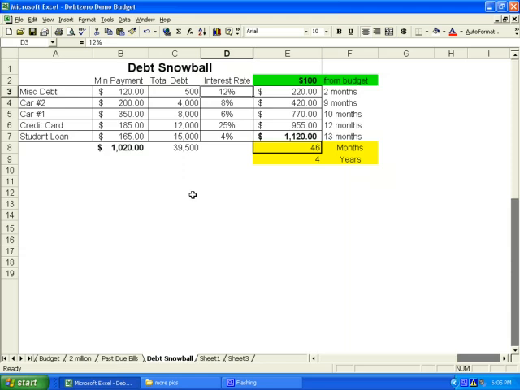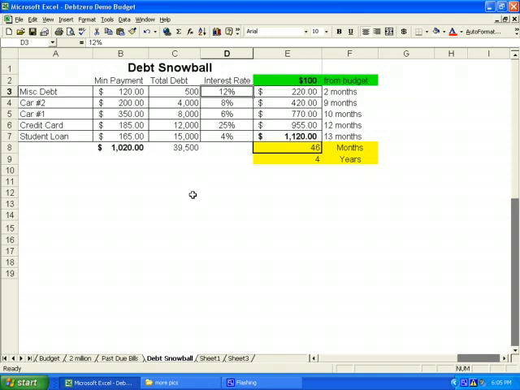Some choose to list the debts from smallest to largest, regardless of the interest rate, and focus on paying down the smallest debt first. Some choose to list the debts in order of the highest interest rate to the lowest interest rate, and focus on paying down the debt with the highest interest rate first. Create a debt snowball that works for you and your situation.